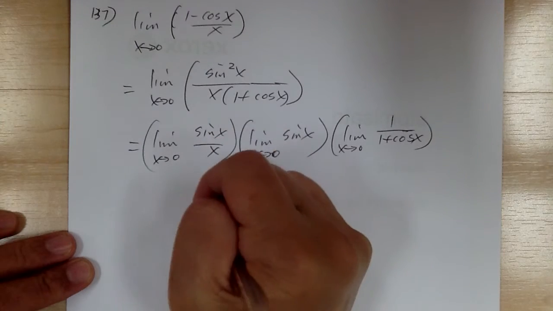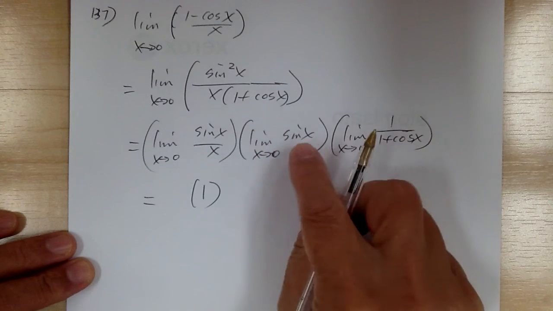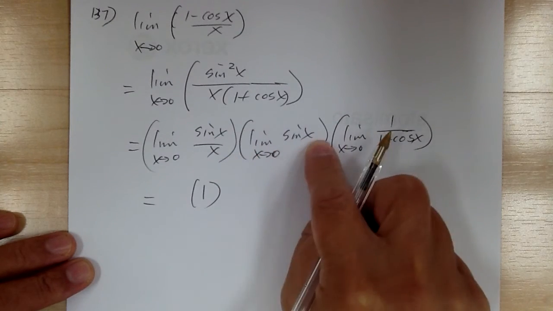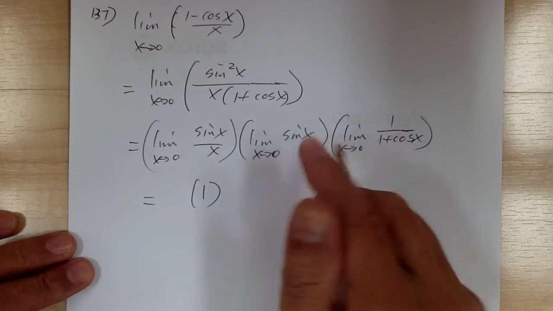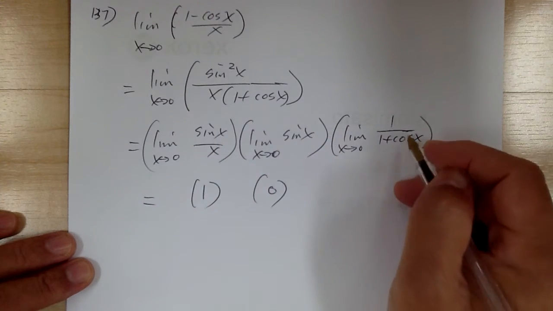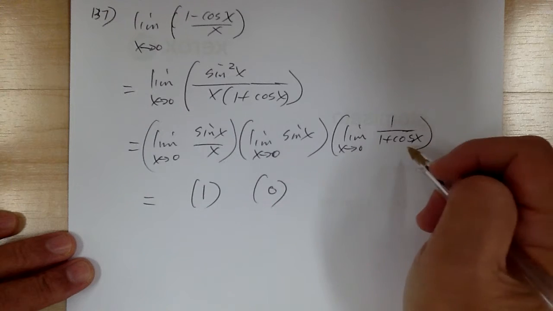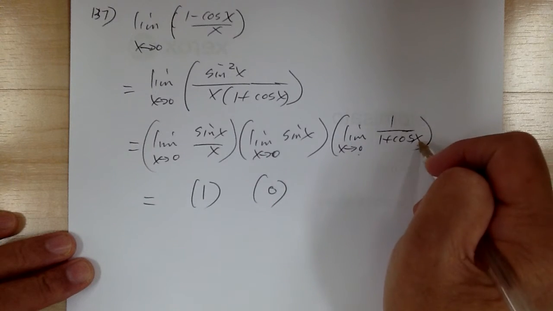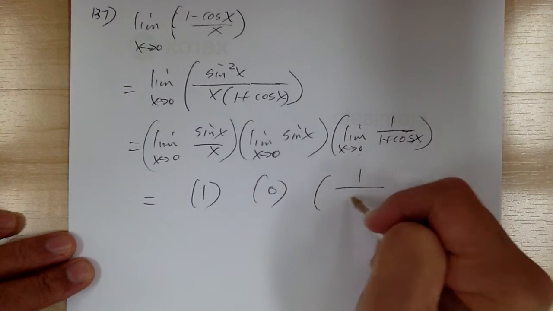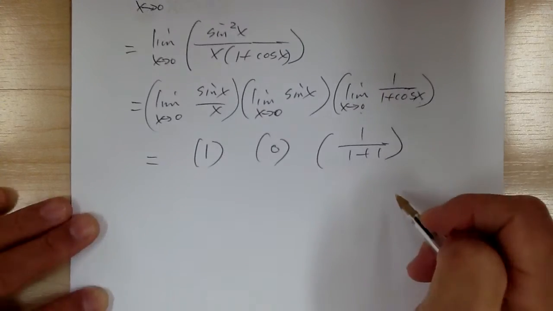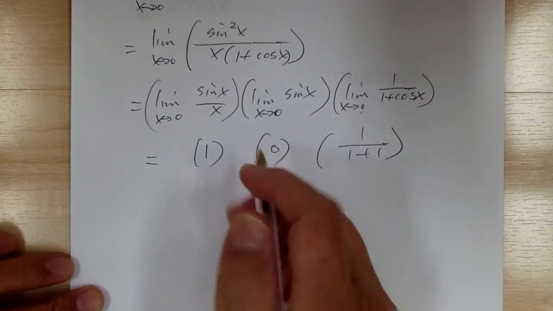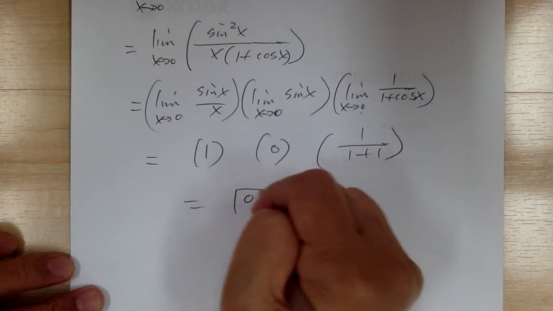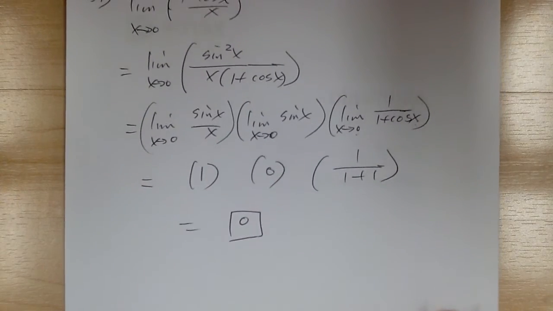This one we know is equal to 1. This one, you can substitute directly, so sine of 0 is equal to 0. And this one over here, you can substitute: cosine of 0 is 1, so this is 1 over 1 plus 1. But anything times 0 is equal to 0, so this will equal 0. And that's it. Let's go to the next one.